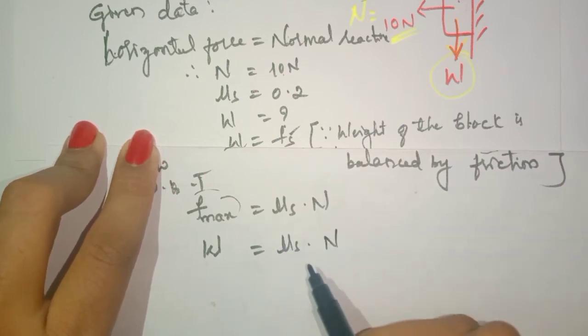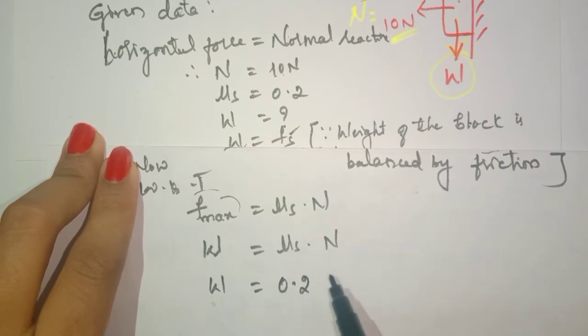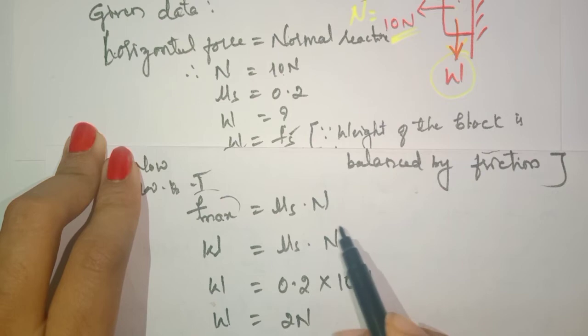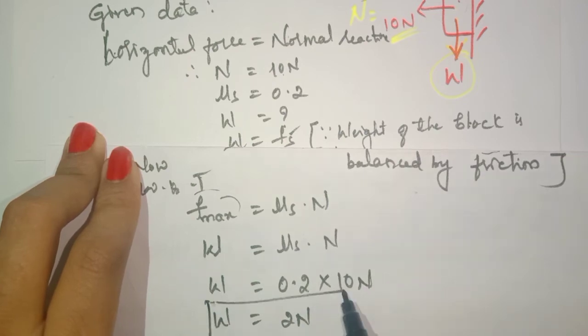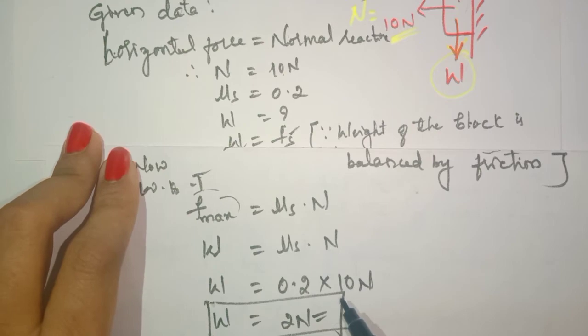Now we will substitute the data. W is equal to mu s, 0.2, into N, 10. So 0.2 into 10, W is equal to 2 Newton. Is it clear? Horizontal force applied, which is normal reaction, is 10 Newton, and coefficient of static friction does not have any unit, so we get weight is equal to 2 Newton, which is the SI unit of weight. Is it clear? I hope you have understood the problem.